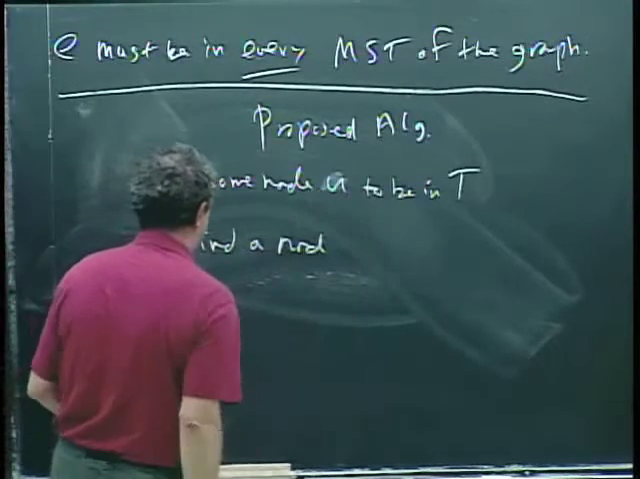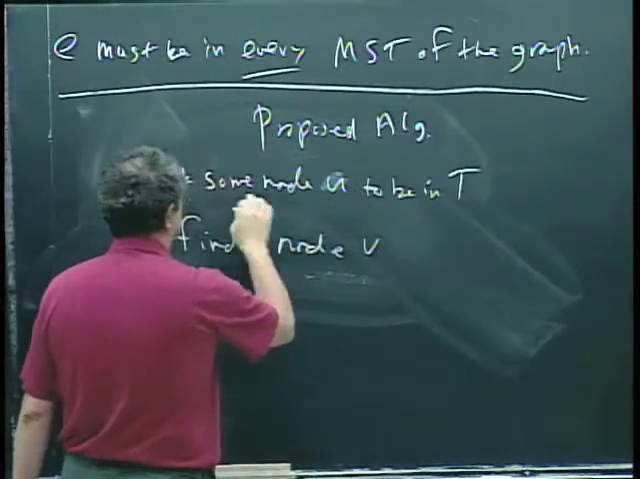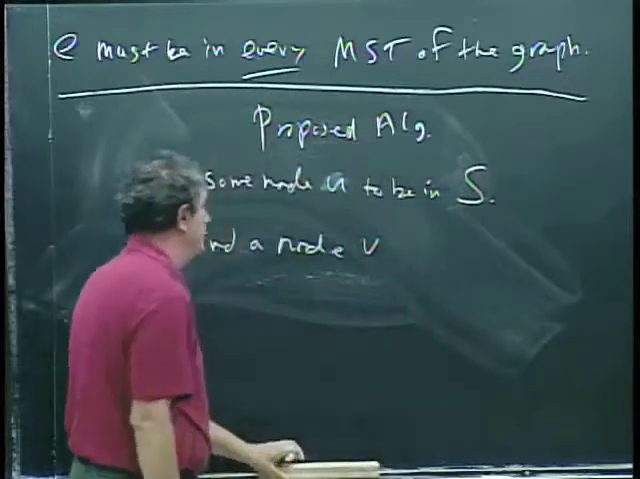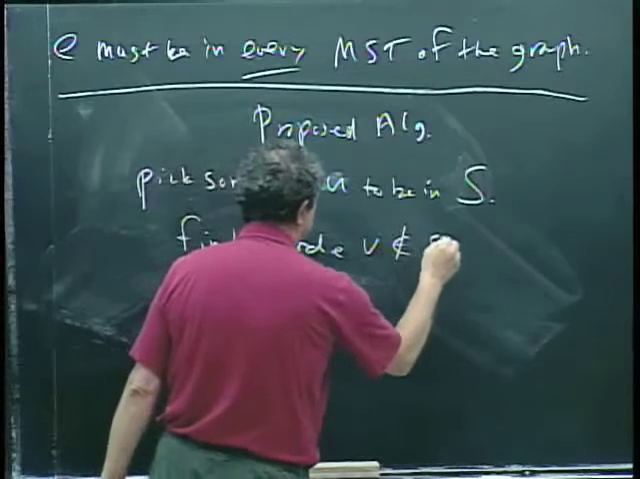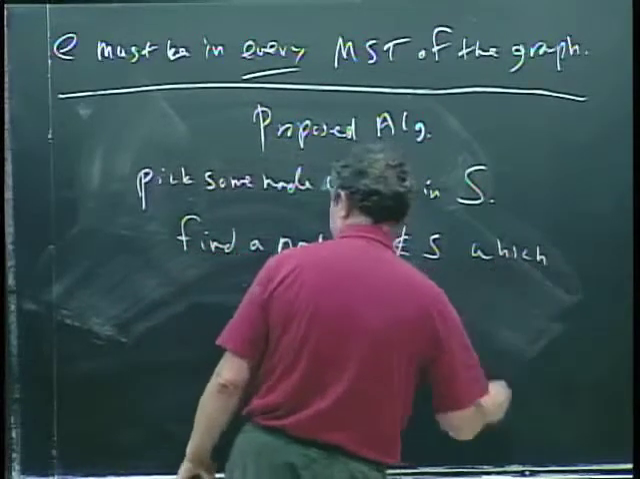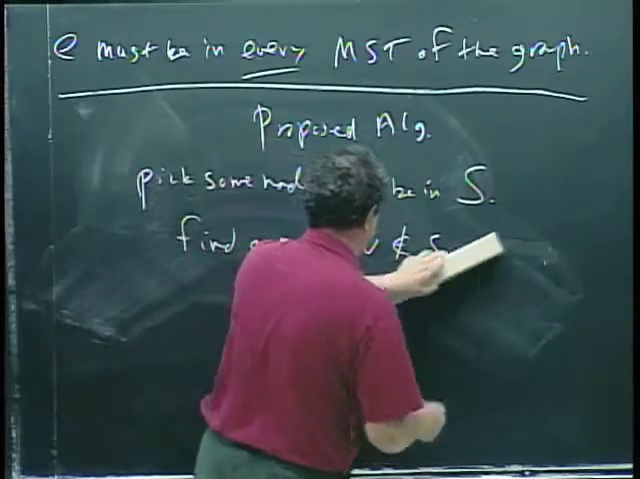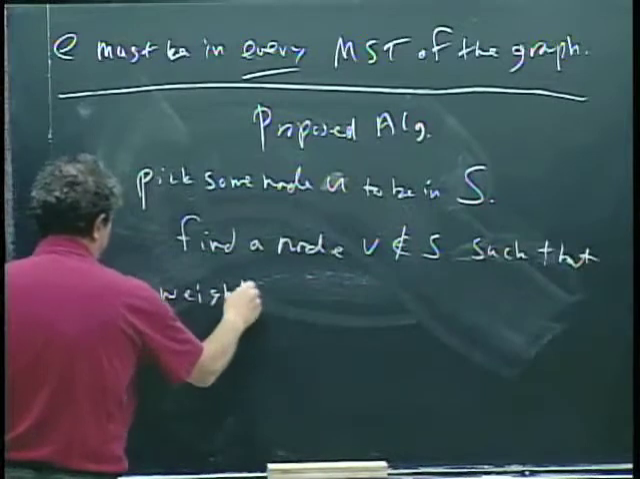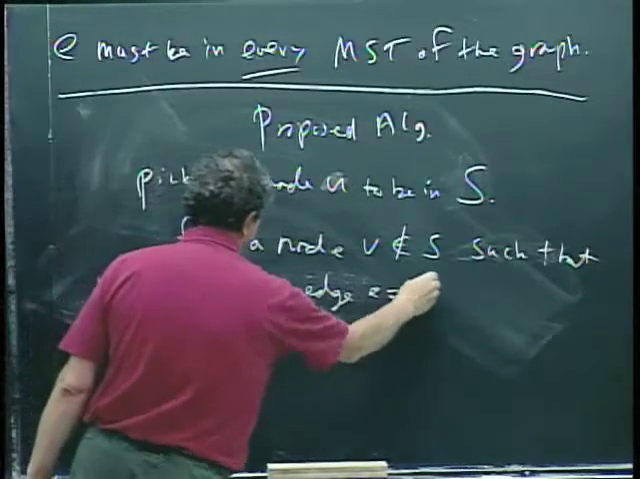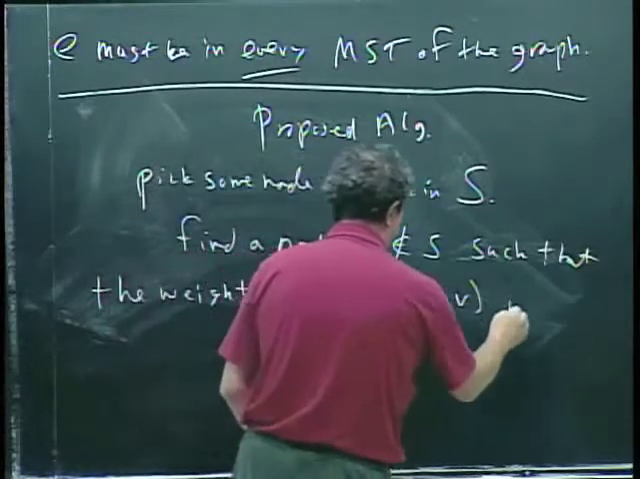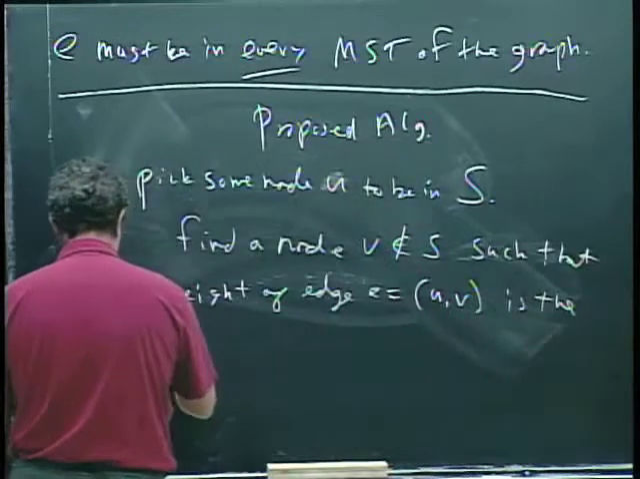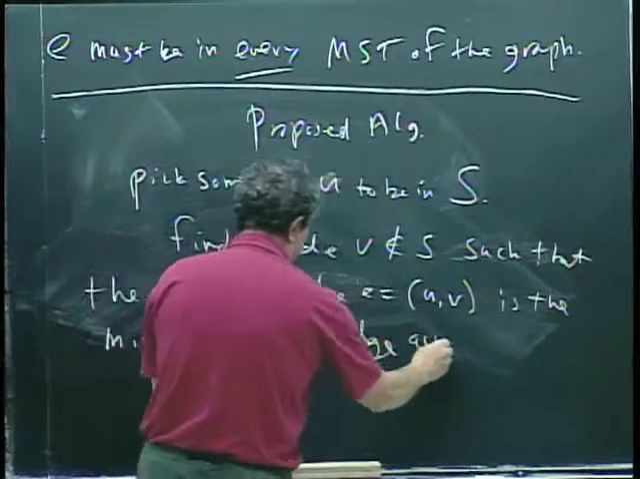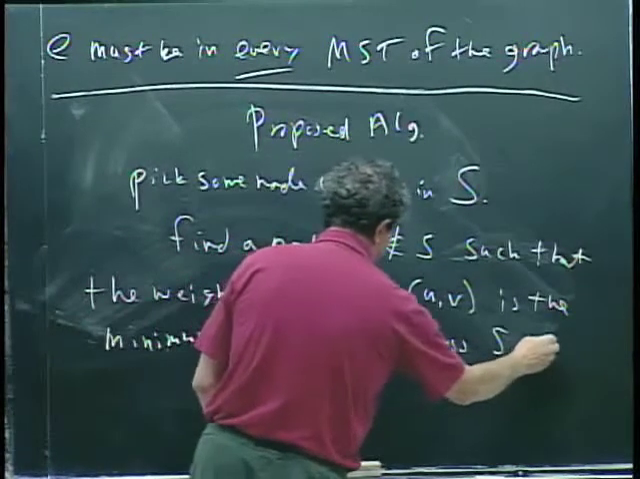Let me make this U instead of V. Pick some node in U to be in S. Then find a node V that's not in S, such that the weight of edge E equals UV is the minimum weight edge across S to V minus S.